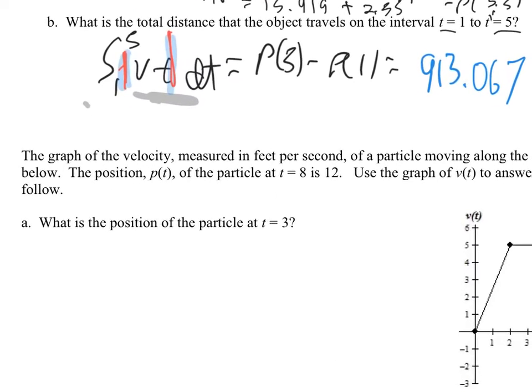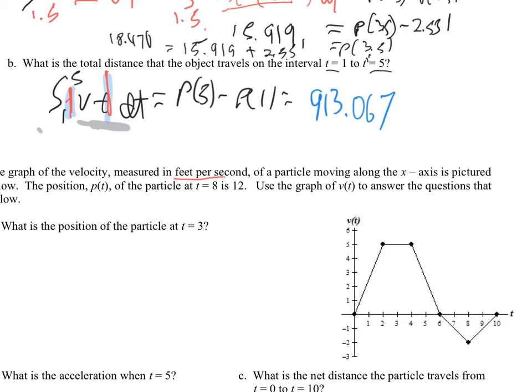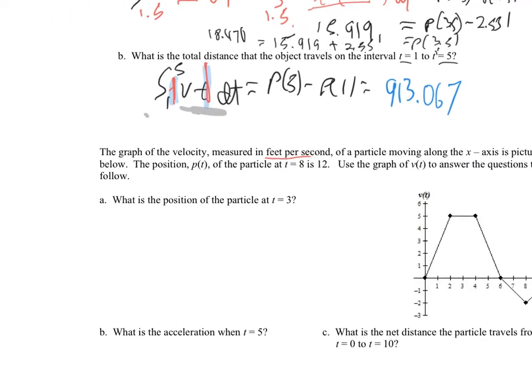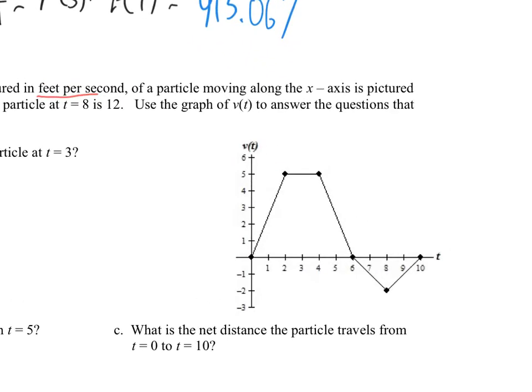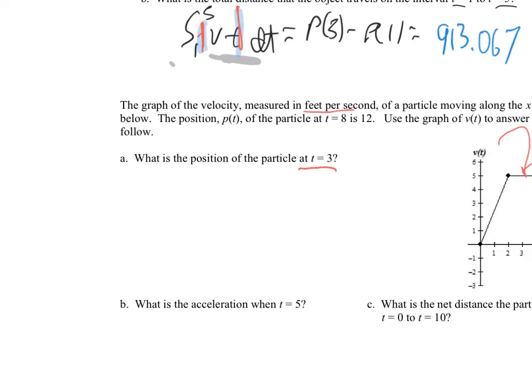The graph of the velocity, measured in feet per second, of a particle moving along the x-axis is pictured to the right. Okay, there it is. So that's my velocity graph. It's always important to know which graph we're looking at. What is the position at t if the time is 3?